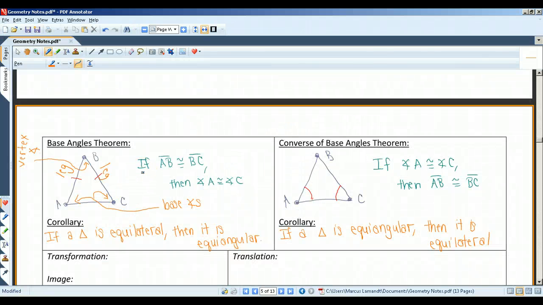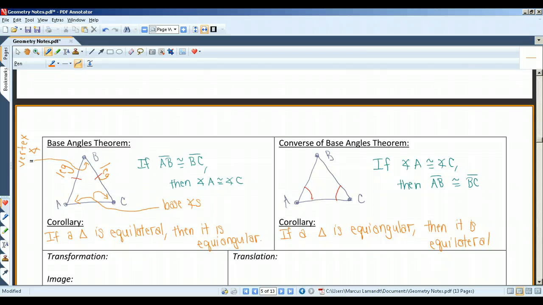Alright, now if you guys remember, we've learned that a triangle is isosceles if it has at least two congruent sides, like the triangle shown here. When an isosceles triangle has exactly two congruent sides, these two sides are called the legs. The angle formed by the legs is called the vertex angle.